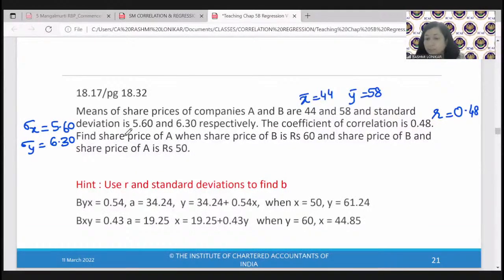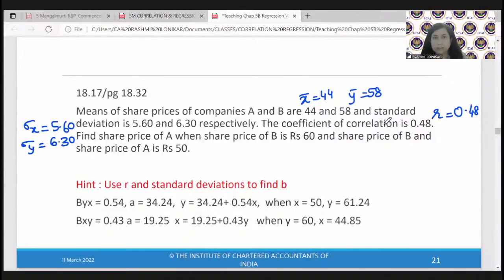Okay. Find the share price of A when share price of B is 60, and share price of B when share price of A is 50. Okay. Now here what happens is because x bar, y bar, sigma x, sigma y are given, I have to find out what? I have to find the two regression lines. Okay. Because I want to find the share price of A when share price of B is given and share price of B when share price of A is given. So that means I have to find the two regression lines.